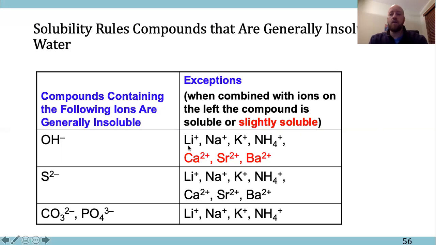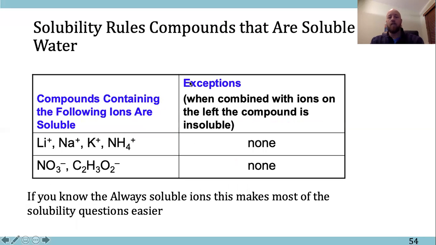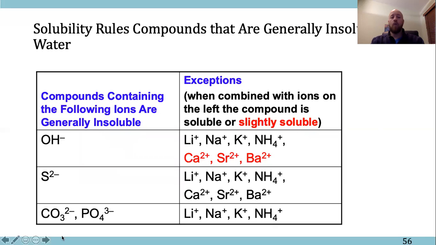You'll notice here that the exceptions are the rule number 1 ions: lithium, sodium, potassium, and ammonium are the first rule ions. When these ions are present, rule number 1 is the dominant rule. It doesn't matter what hydroxide wants; these ions are more important. Now there's some slight solubility with calcium, strontium, and barium. For test questions, I would just consider these to be soluble.